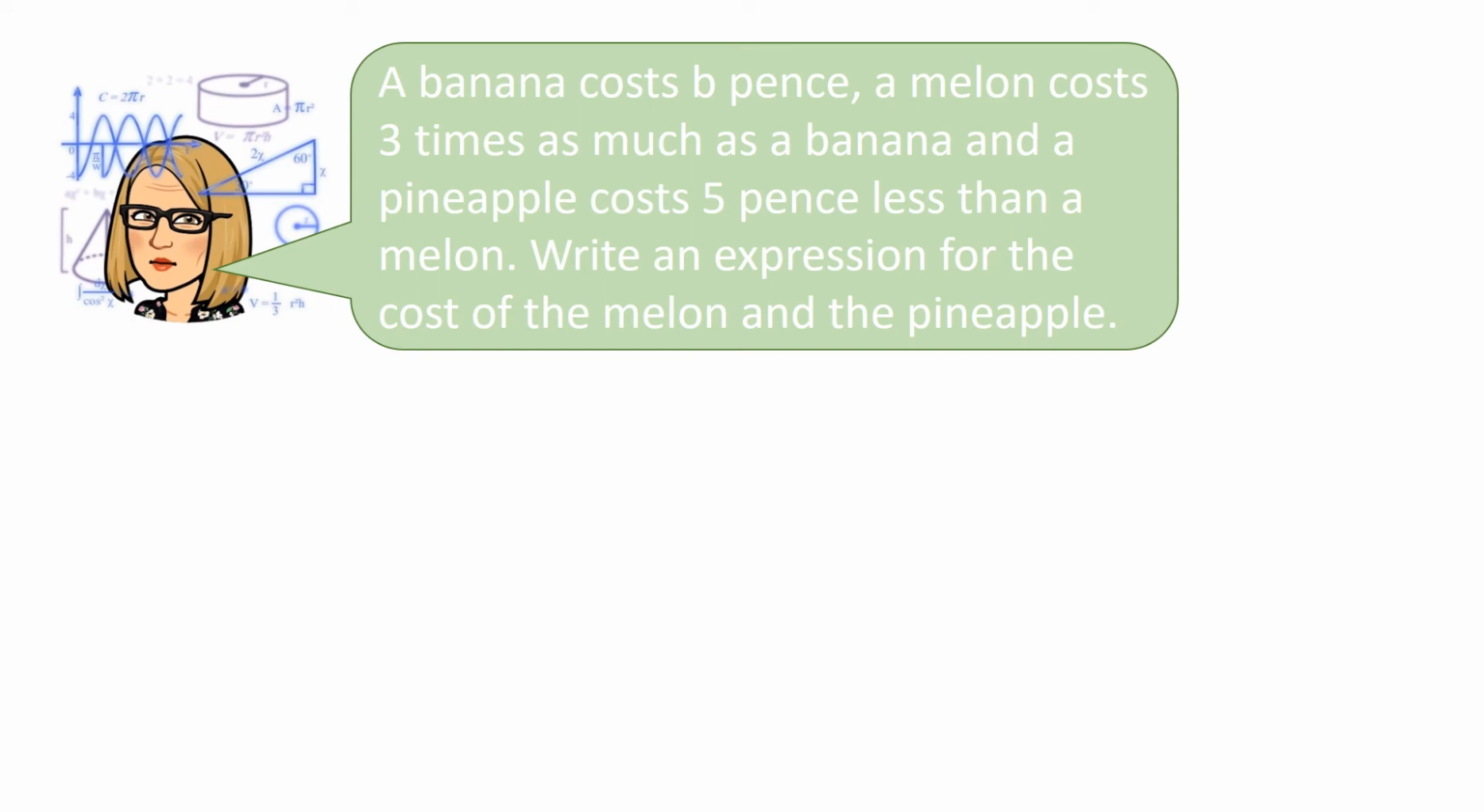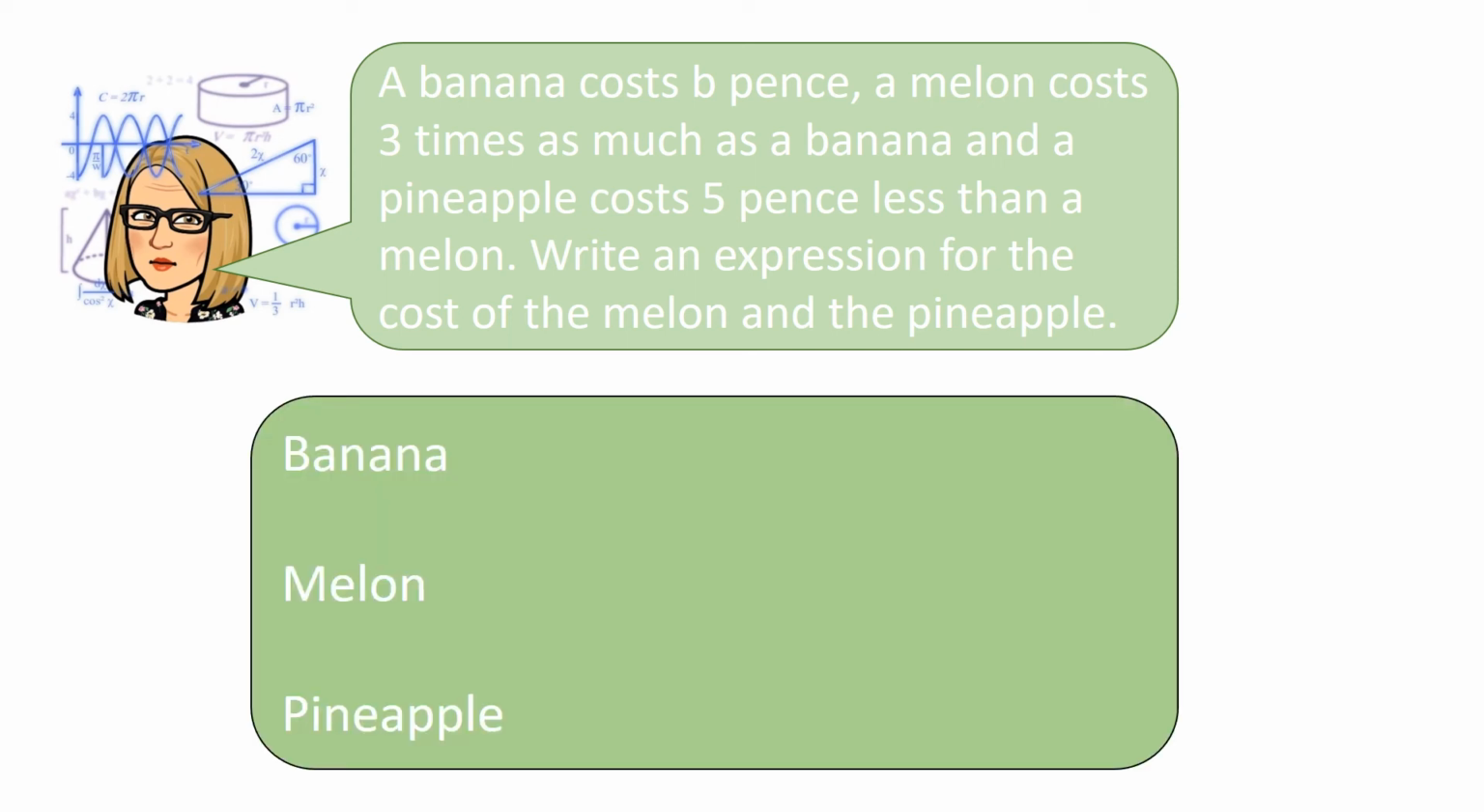So a banana costs B pence, a melon costs 3 times as much as a banana, and a pineapple costs 5 pence less than a melon. Write an expression for the cost of the melon and the pineapple. Well, this is the sort of question that sometimes makes my heart sink because it just sounds so complicated. But let's break it down. So first of all, I want to know how much a banana costs. That's quite straightforward. That's B pence. Okay. And now a melon costs 3 times as much as a banana. So that would be 3 multiplied by B.